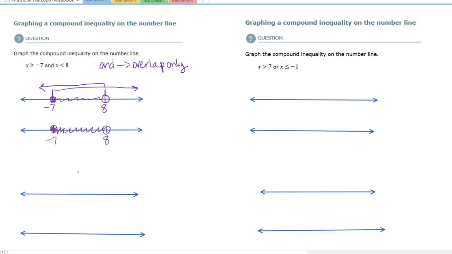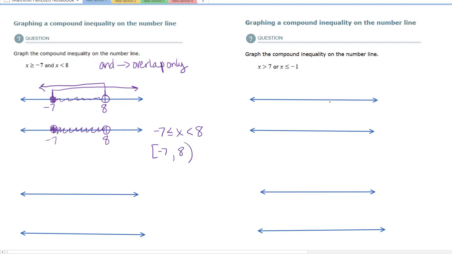So just that bit. And so I could write this a little more simply, instead of using the word and, as negative 7 less than or equal to x less than 8. Or I could use my interval notation and use a square bracket on negative 7, comma 8 with a parentheses.